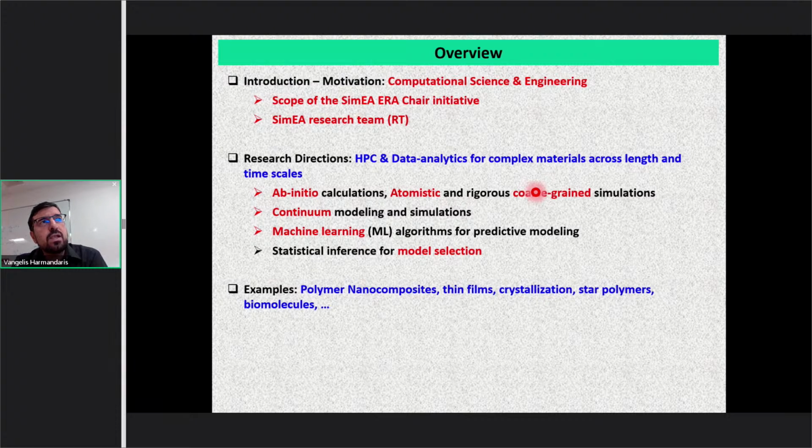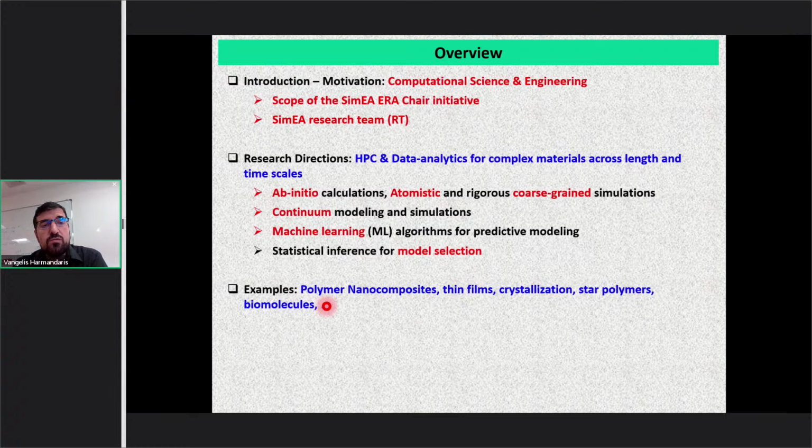And all these directions are related primarily with every aspect of high-performance computing and data analytics for materials. As you see here, this covers from ab initio calculations up to atomistic and mesoscopic or coarse-grained, as we say, simulations, till the continuum modeling and finite elements up to the continuum level. And at the same time, we are also going to use and develop new data-based machine learning algorithms in order to develop hybrid physics-based data-driven models, all of them for the prediction of properties of complex materials.